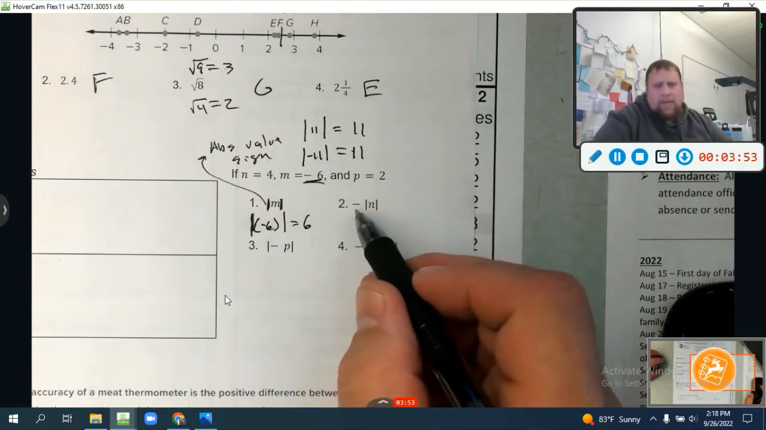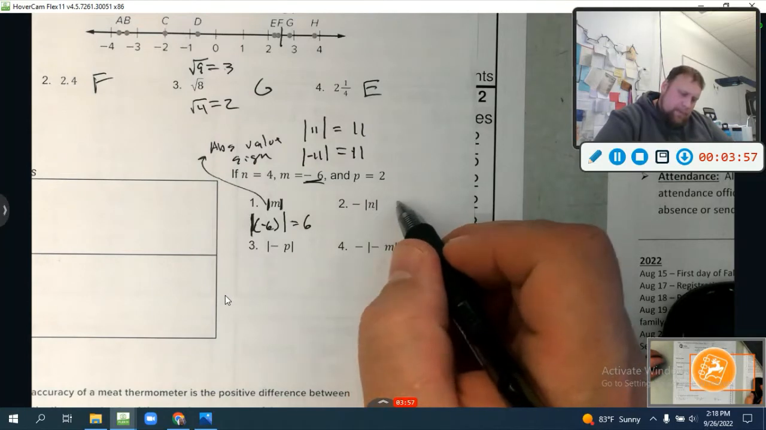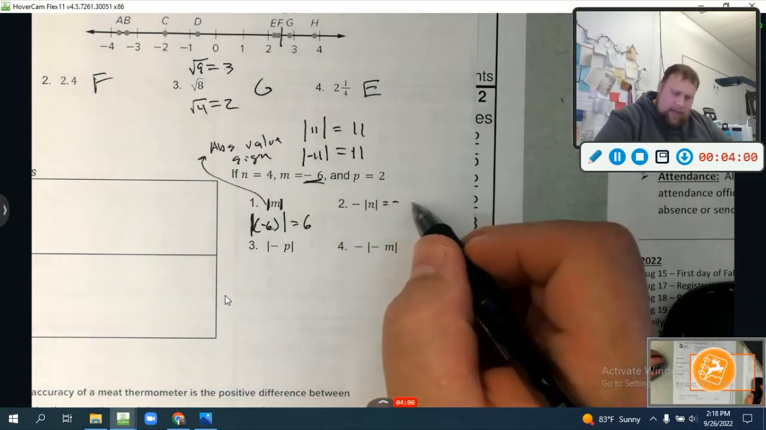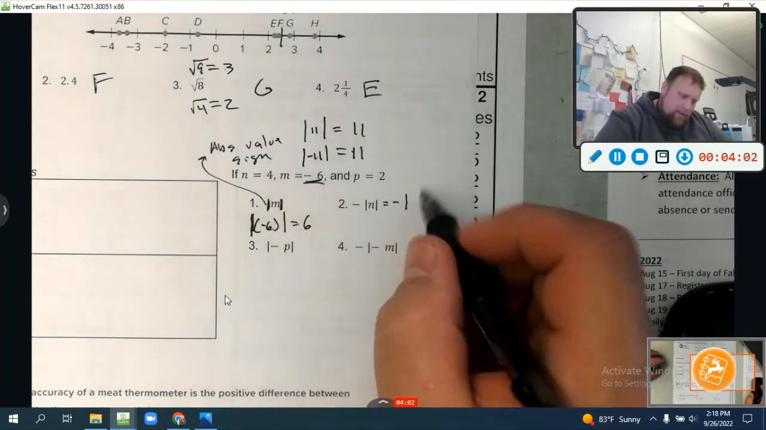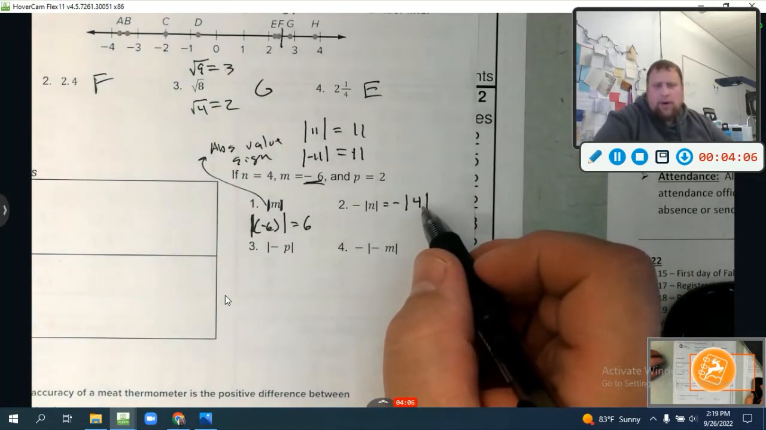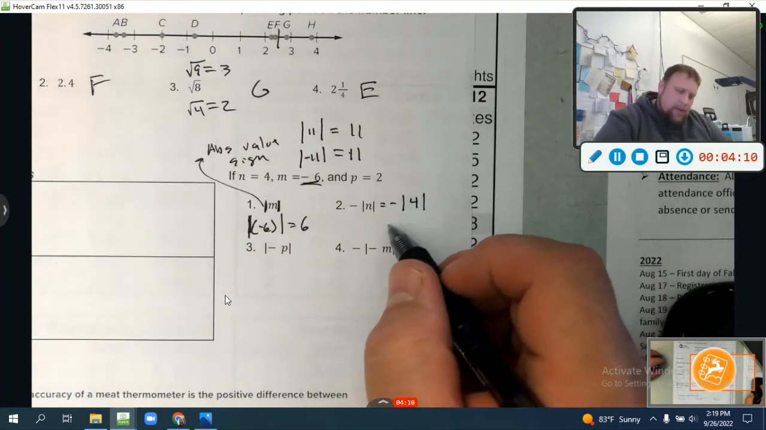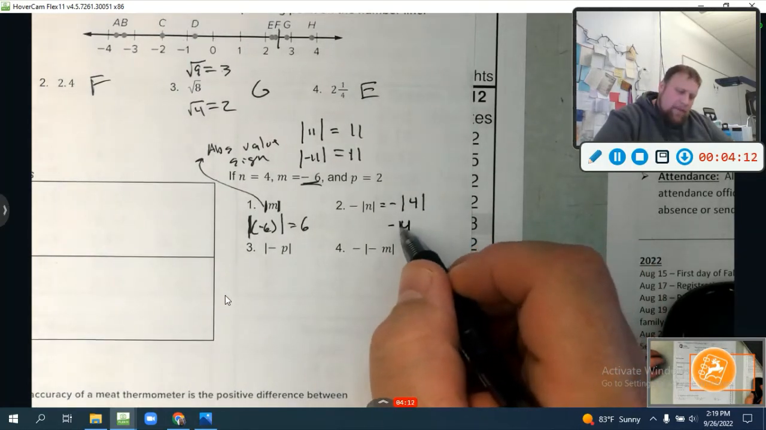What about if the negative's on the outside? How does that affect it? Well, let's find out. I'm going to plug n in, so it's going to equal the negative absolute value of n, where n is 4. What's the absolute value? It's 4. However, that negative's on the outside, so the absolute value can't change it. So this becomes -4. This is a way of forcing a negative number.